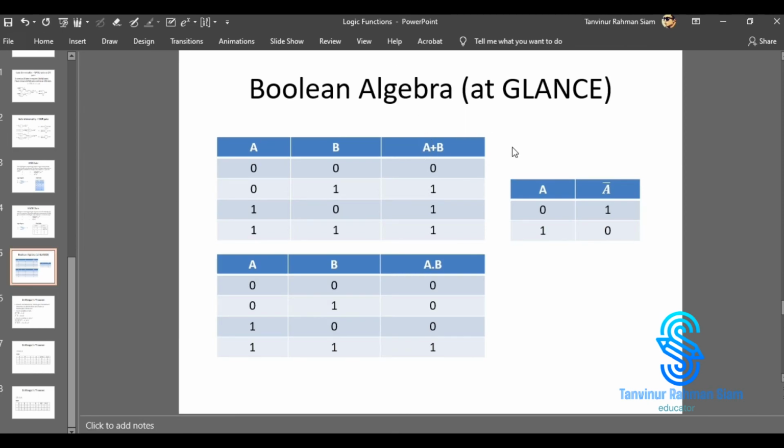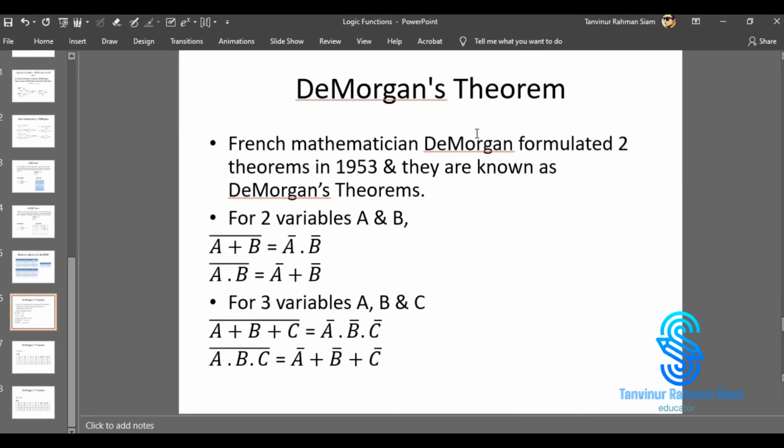Okay. After that you will have Boolean algebra at a glance, like what we have already done, that is the AND gate, NOT gate and OR gate. So their truth tables are present here. After that we have DeMorgan's law. There was a French mathematician whose name was DeMorgan. He formulated two theorems, and they are known as DeMorgan's theorem. They are available in a 2 variables format and a 3 variables format.